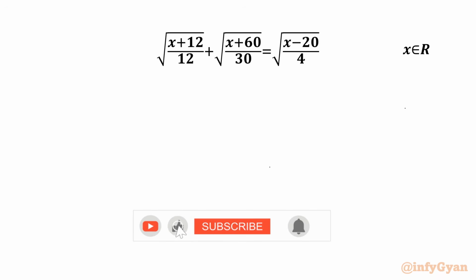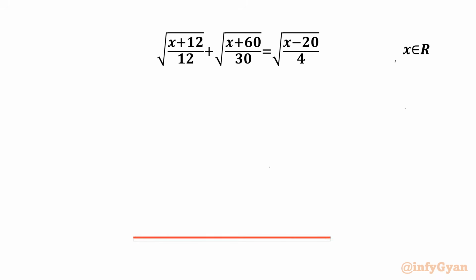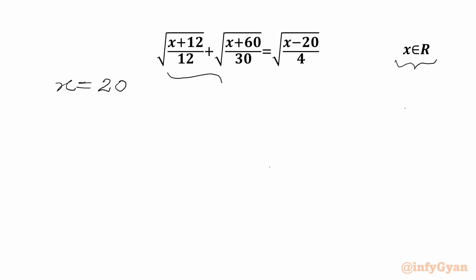Today we have one very interesting radical equation which we will be solving for the real values of x. So let's get started by checking our equation at x equal to 20. At x equal to 20 our left hand side would be non-zero and right hand side would be 0. One non-zero number cannot be equal to 0. So for our equation x cannot be equal to 20.